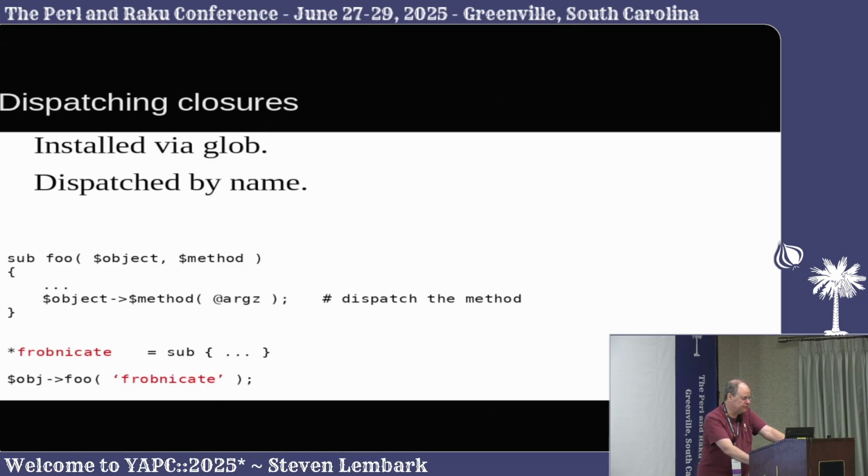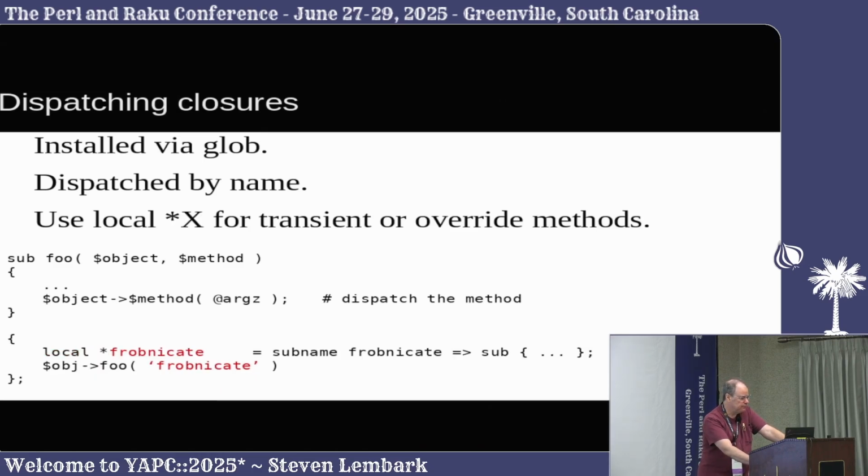If you really want to have fun, you can assign a glob an anonymous subroutine, which then gives me a named method that I can install at runtime. This is what a lot of exporter stuff does. Where it gets really cute is I can localize it.